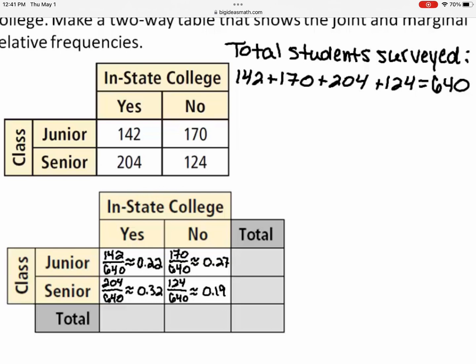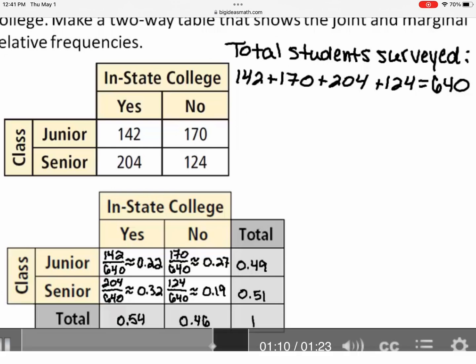Now find the sum of each row and column to find the marginal relative frequencies. 22 hundredths plus 27 hundredths is 49 hundredths. 32 hundredths plus 19 hundredths is 51 hundredths. 22 hundredths plus 32 hundredths is 54 hundredths. 27 hundredths plus 19 hundredths is 46 hundredths. And 54 hundredths plus 46 hundredths is 1.